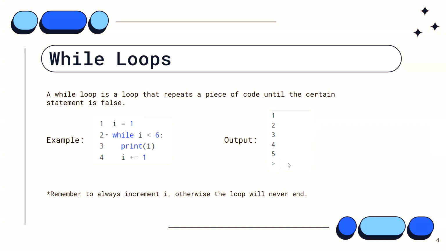So the loop only runs while the condition is true, and once it reaches a point where it's false, it'll stop the loop. You can see right here, our increment is 1, so it'll only go by 1 each time. And there's a little reminder here saying, remember to always increment i, otherwise the loop will never end. So this is the while loop.